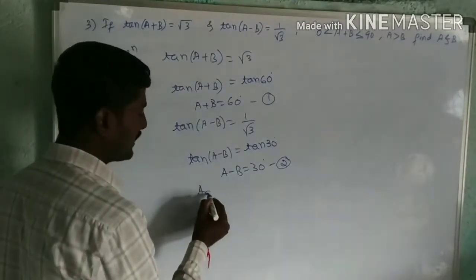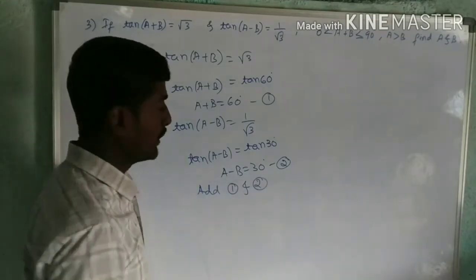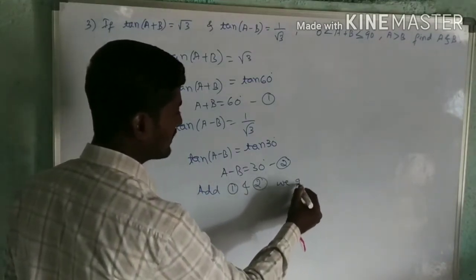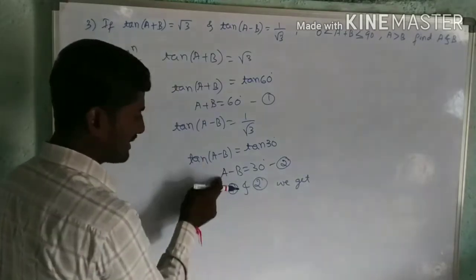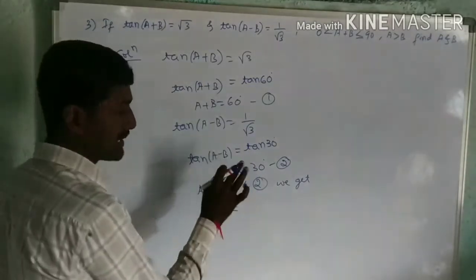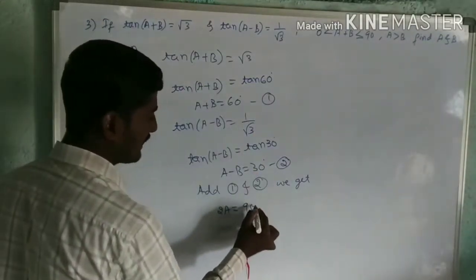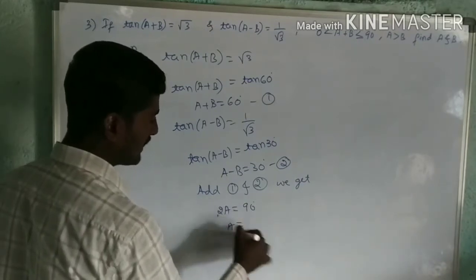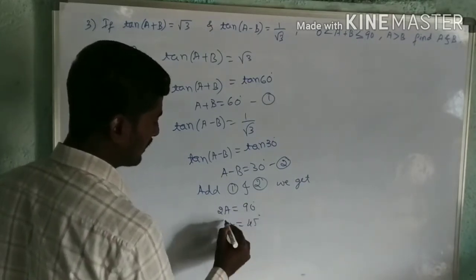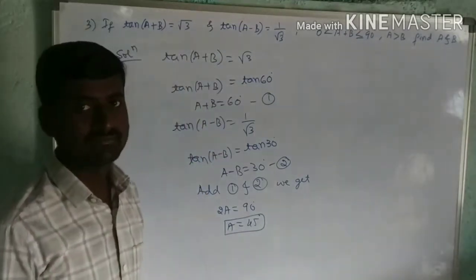So add equation number 1 and equation number 2. What will we get? a plus a, that is 2a, is equal to, now b plus b minus b will get cancelled, 60 plus 30, that is 90. Now a is equal to 90 divided by 2, that is 45 degrees. So the value of a we get here is 45 degrees.